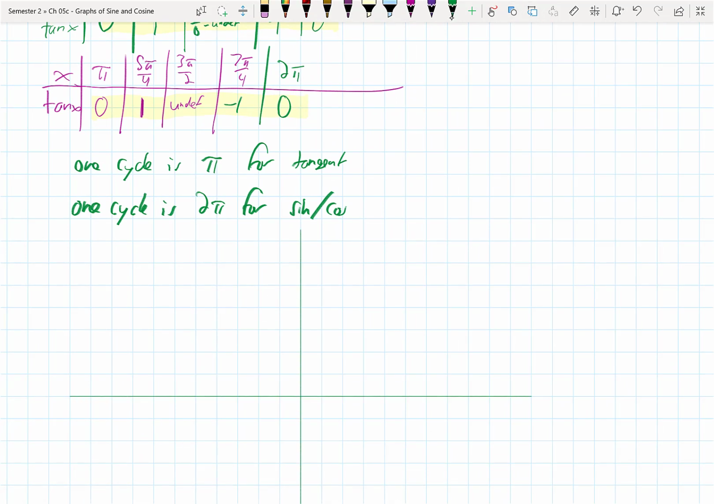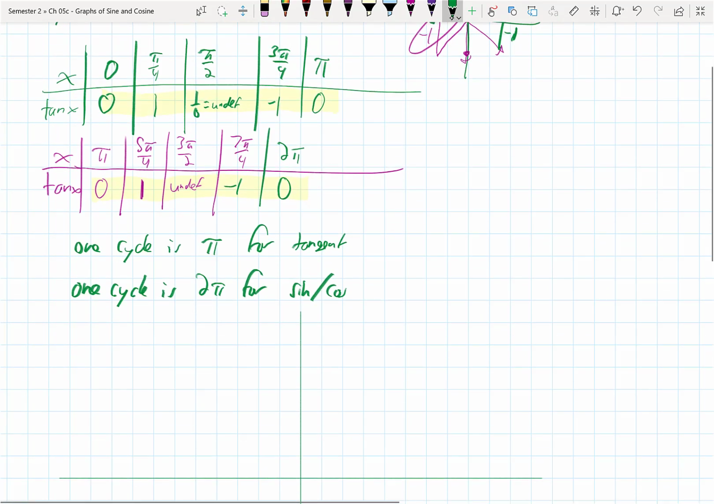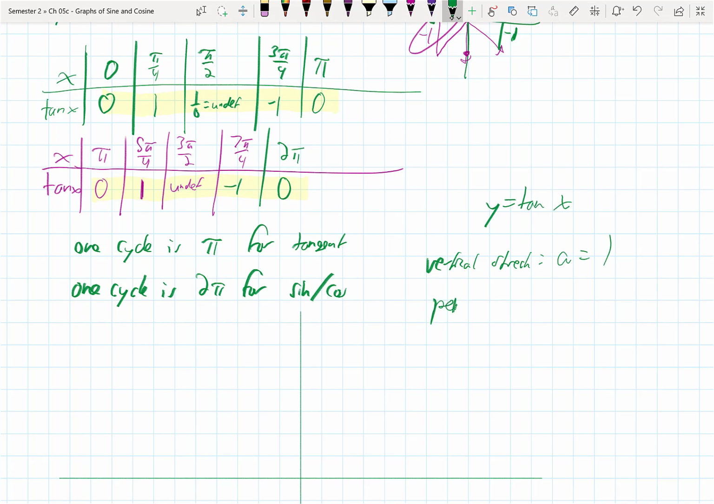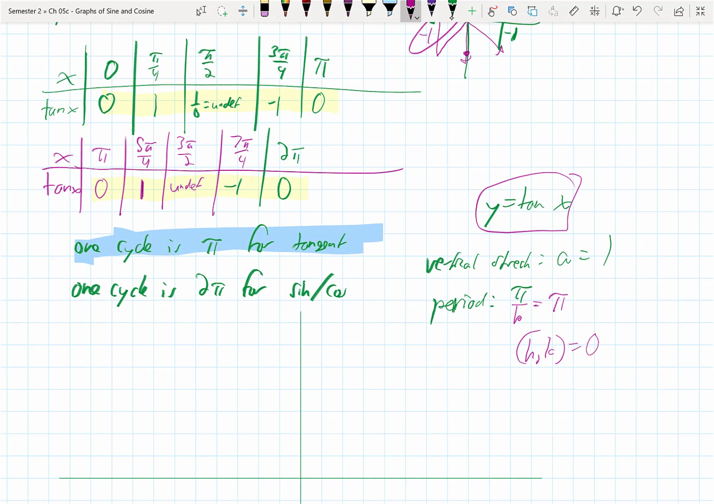It's very, very different. We're still going to draw a frame box, and I'm still going to talk about my vertical stretch. My vertical stretch comes from my a value, which if I'm going to graph y equals tangent of x, my a value is 1. My period for tangent is not 2 pi. For tangent, it's pi. The reason it's pi for tangent is because one cycle is pi for tangent. It's much different than sine and cosine. So it's pi over b, which in this case is just pi. And the h, k value for just this basic graph is 0, 0.